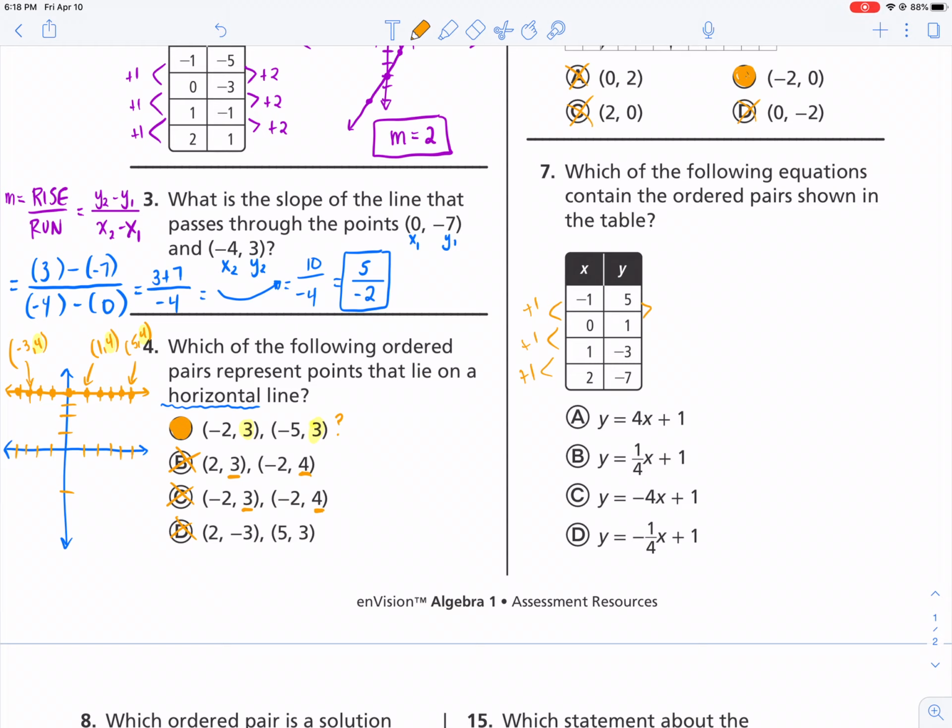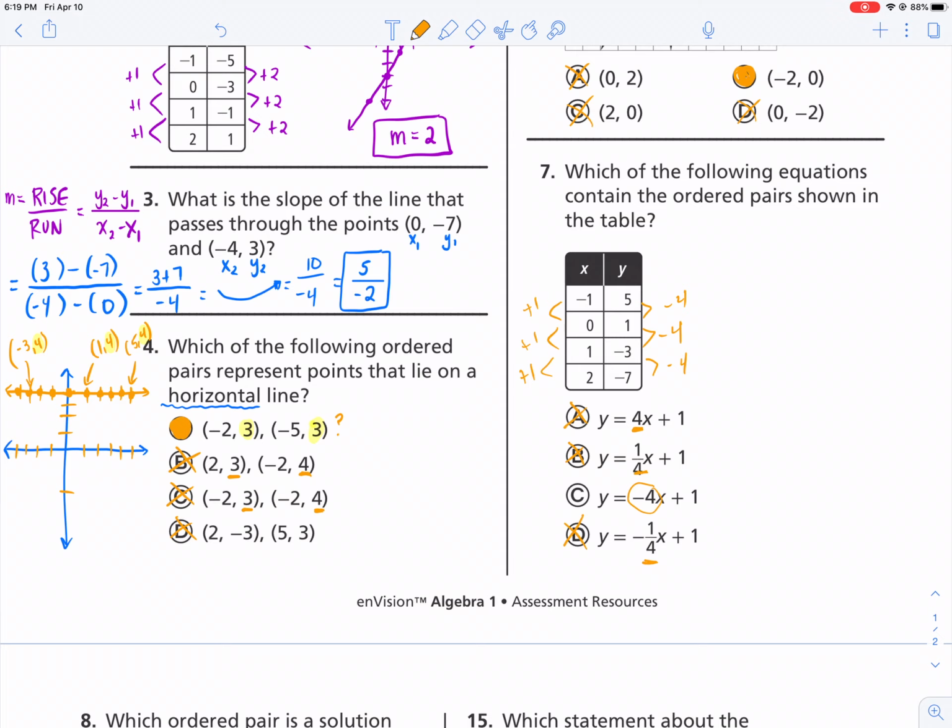From 5 to 1, I'm going down. And you think, okay, how many spaces? I'm going down 4. So we say, okay, well, let's hope 1 minus 4 is negative 3. Yes, it works. And then negative 3 minus 4 is also negative 7. So I'd see that all of them are decreasing by 4. So I look through and I say, okay, this one's positive 4, so it can't be this one. This one's 1/4, so it can't be this one. This one has a negative 4, so let me check my other one. And then I look at D, this has a negative 1/4, so it can't be this one.